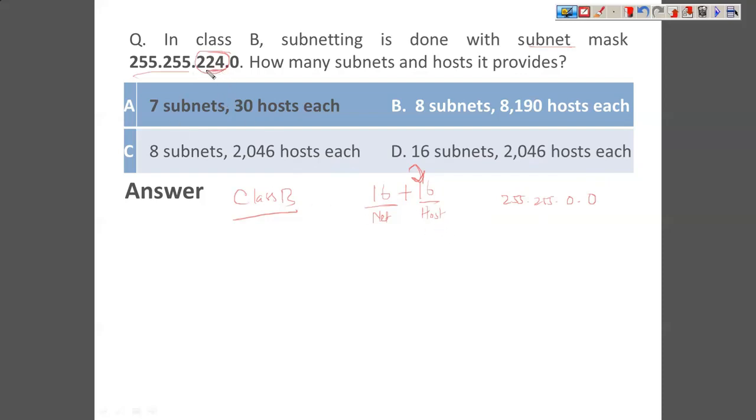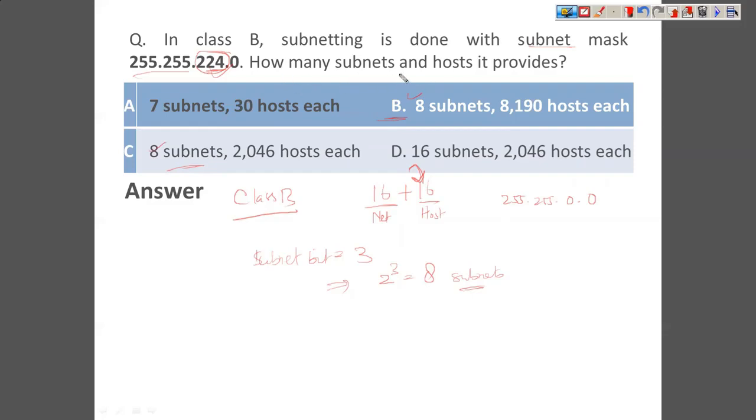And how to get 224? 224 is possible with 3 bits. So if I use 3 bits from the host ID, then this can be done. So how many subnets and hosts does it provide? Because the subnet mask is 224, that means I used 3 bits. So subnet bits are 3. How many subnets can be formed? 2 power 3, that is 8. So 8 subnets can be formed. So out of these 4 options, we have this and this as the possible options, right? Because we have 8 subnets.